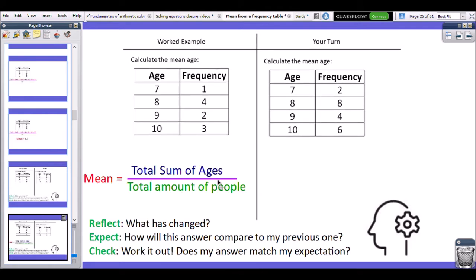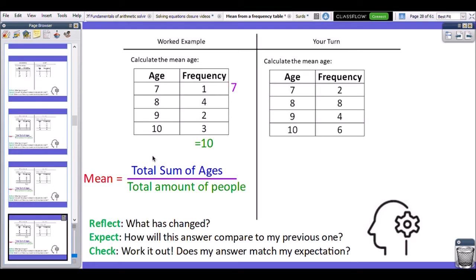So first of all, let's think about what the mean actually means. The mean would be the total sum of the ages divided by the total amount of people. Finding the total amount of people, that's the easiest bit because you just add up the frequency, don't you? So adding up my frequency, the total frequency, I have 10. So I have my denominator, but what's a quicker way to find the total sum of the ages without having to list out every single number?